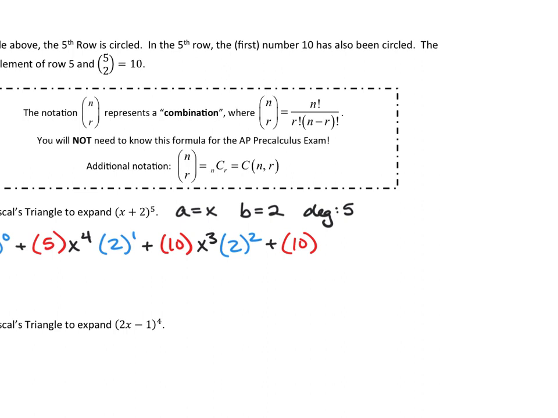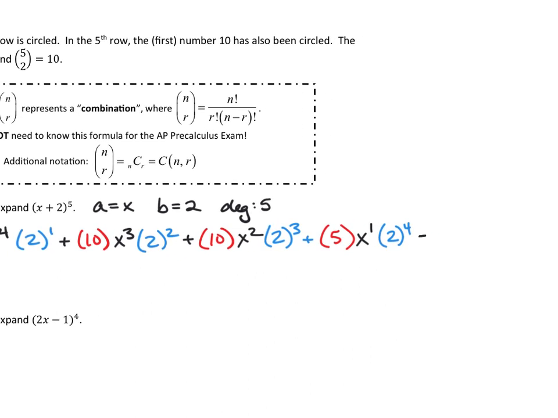This is x squared and 2 to the 3rd. Pascal's triangle, x make it smaller, 2 make it bigger, and then 1, x make it smaller, b make it bigger. And then we just have to do a bunch of arithmetic, computation.